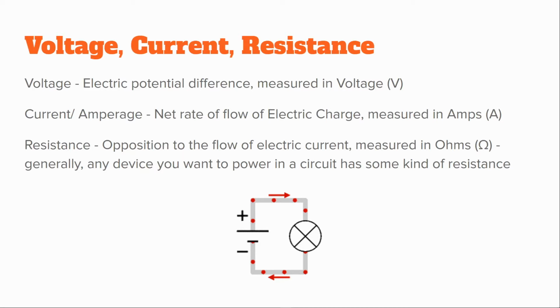So the three basic units of all circuits are voltage, current, and resistance. Right now, I'm just going to go over the scientific definition of all these concepts. Don't worry if you don't quite understand it just yet. I'll explain it more later on.